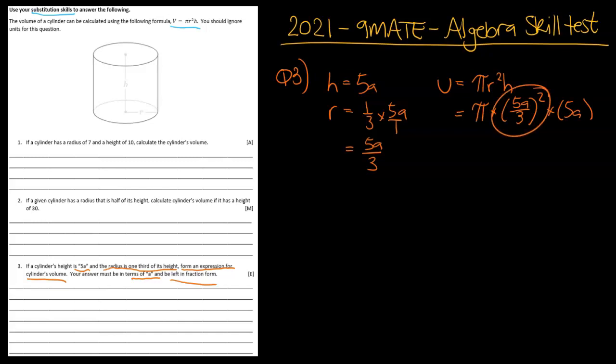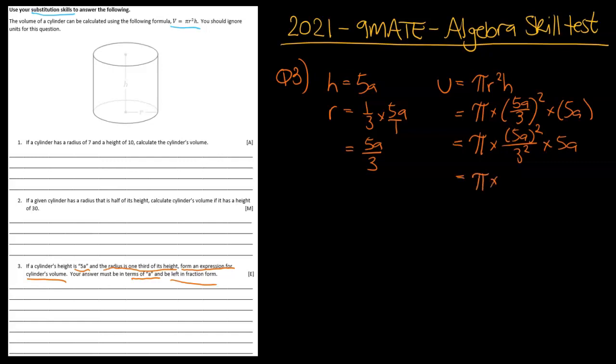I've got a power with an unknown, so I need to use my indice rules to help me simplify that part. So we're going to have pi times, and our indice rules, so (5a) squared divided by 3 squared. So that squared impacts the top and the bottom of that fraction. And that then is going to be multiplied by 5a. I'm going to lose my brackets this time because there's no other tricks or maths associated with that 5a. So continue on to the next step.